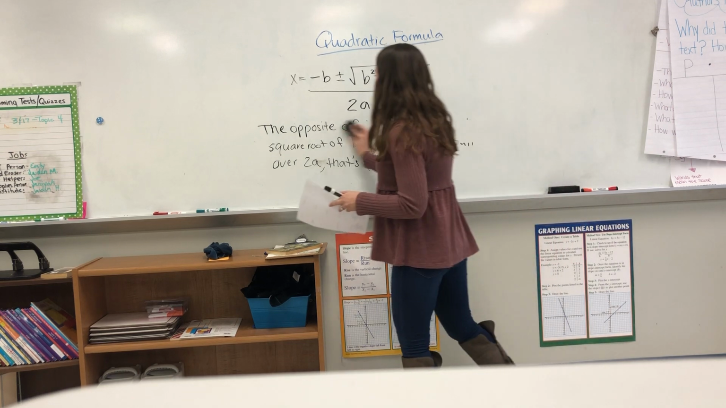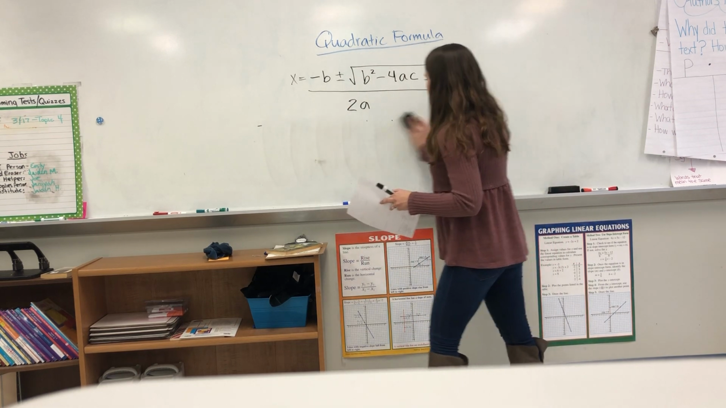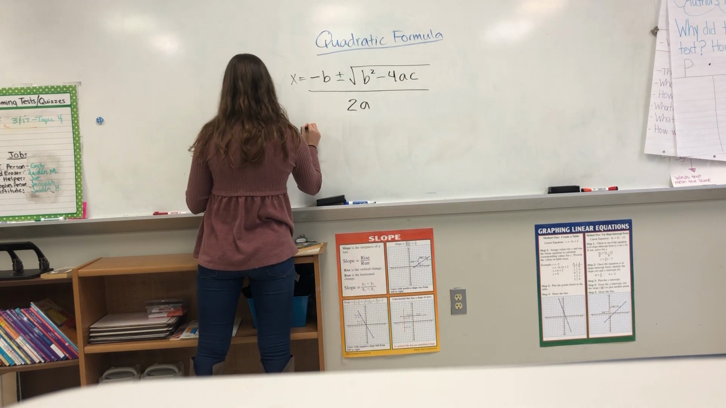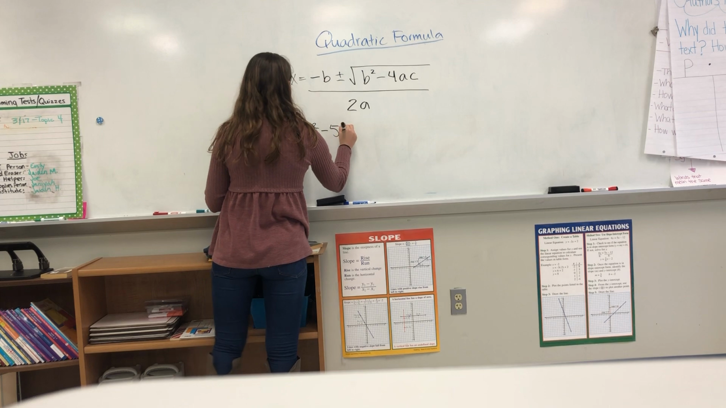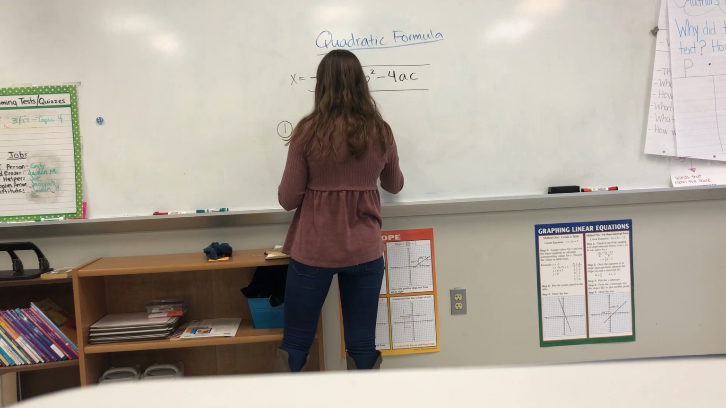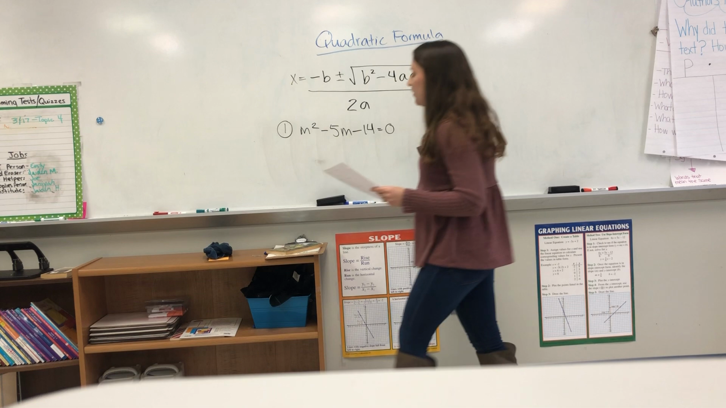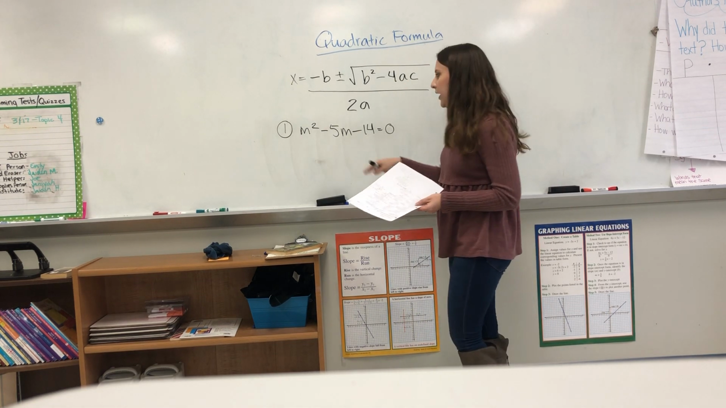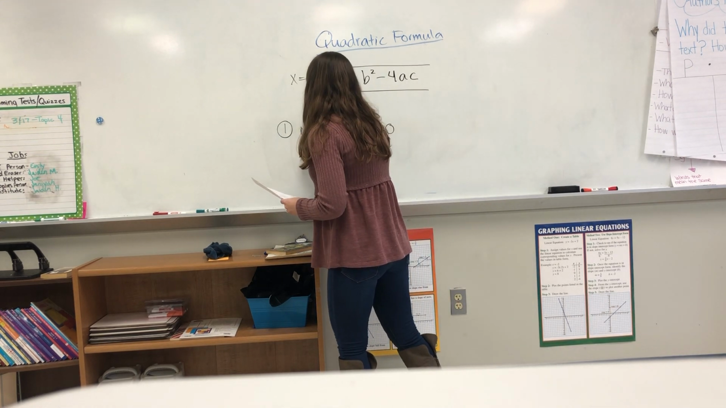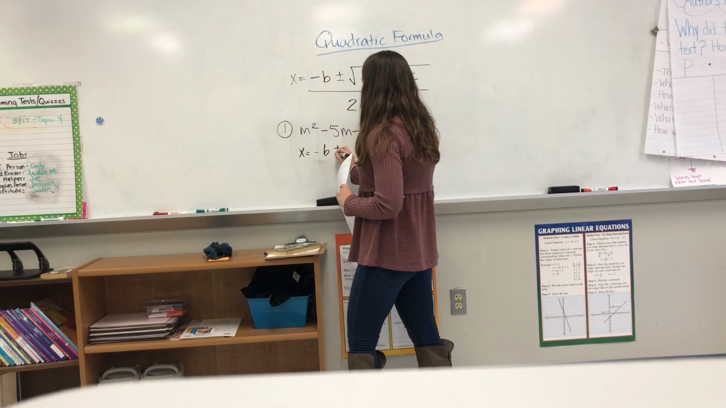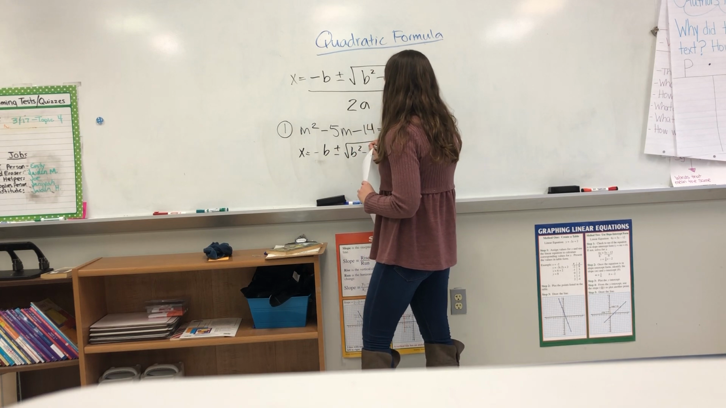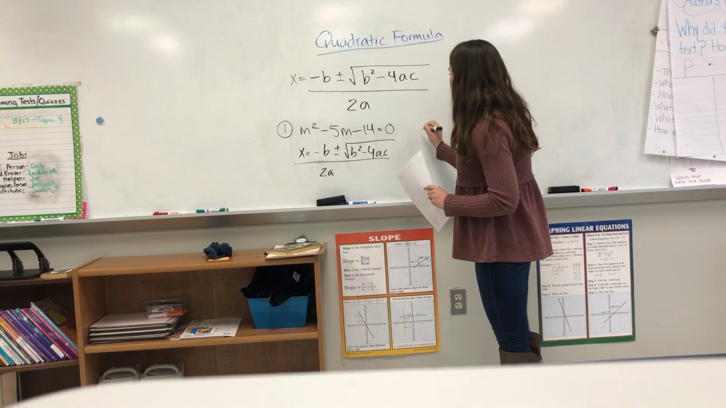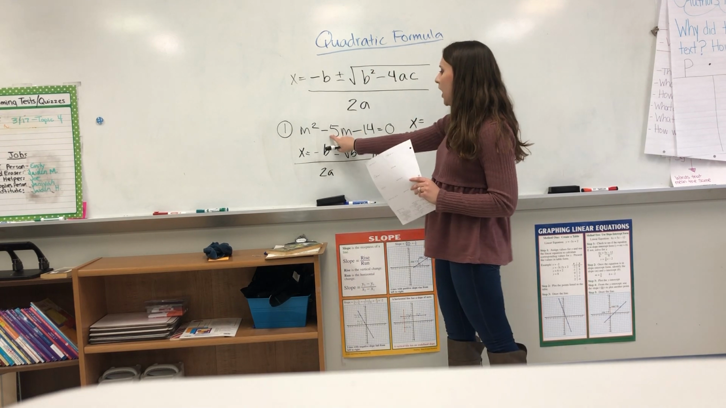So, our first example is m squared minus 5m minus 14 equals 0. Now, this isn't like completing the square where you have to move over the constant. You keep the constant over here, okay? So, x equals the opposite of b plus or minus the square root of b squared minus 4ac all over 2a. That's the quadratic formula.